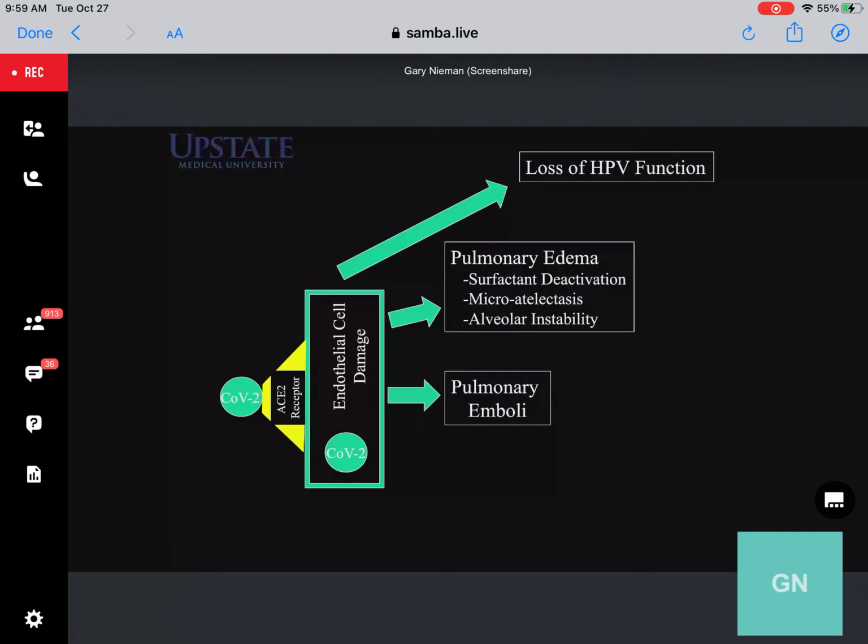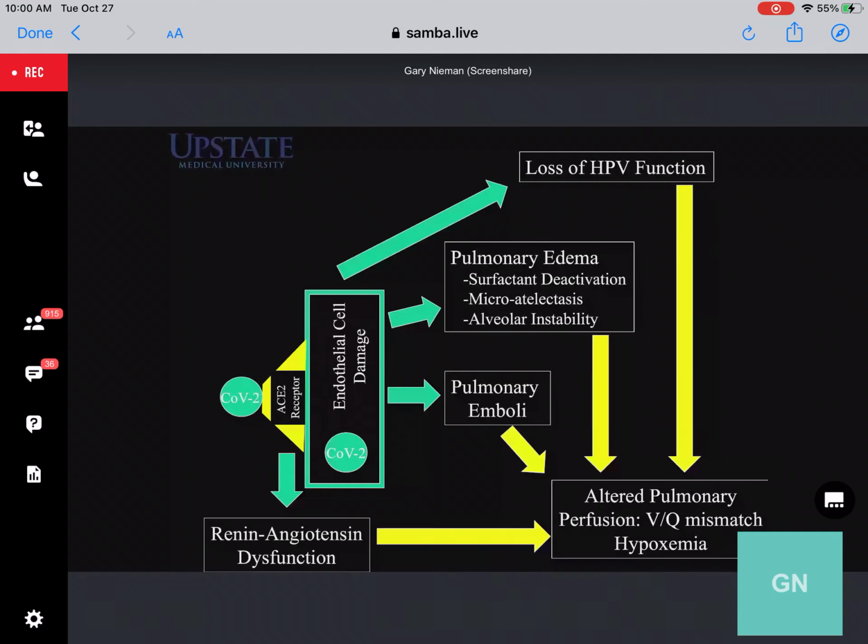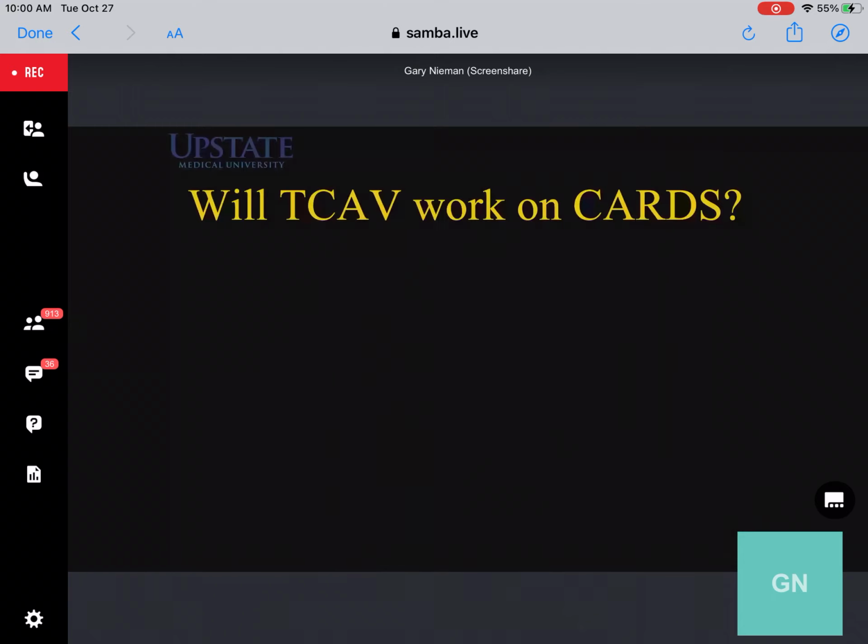You're also going to get pulmonary embolism. And since you're going in through the ACE2 receptor, you're going to get a negative impact on the renin-angiotensin system dysfunction, which also controls vascular perfusion. And together, some combination of these or other things we haven't identified yet seem to alter pulmonary perfusion, causes VQ mismatch. So will TCAV work on the CARDS patient?